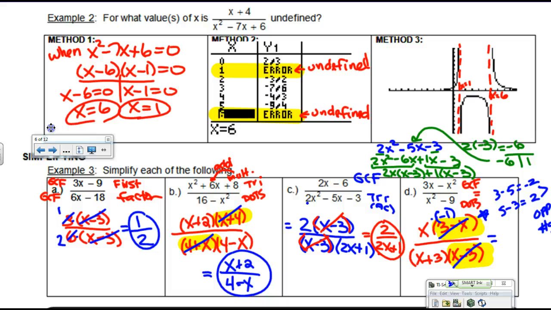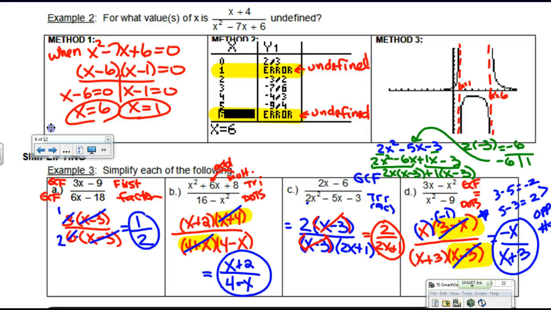Now, the numerator now has two things, an x and a -1. It is not takeaway, it is times. So it's going to be x times -1, which is -x. And the denominator just has an x plus 3. All right, and that is your final answer.